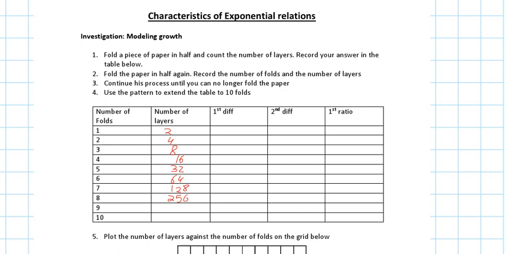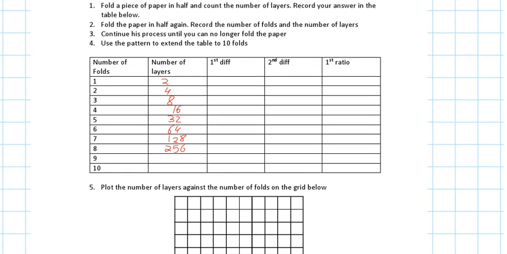Okay. So what's happening to your number of layers every time you fold? It's doubling. Okay? So even though I can't fold anymore, do you know what would be the answer here? What's double 256? 512. And what's double 512? 1024. So guys, look at this. From one layer, if I fold it 10 times, I'm going to get 1,024 layers.